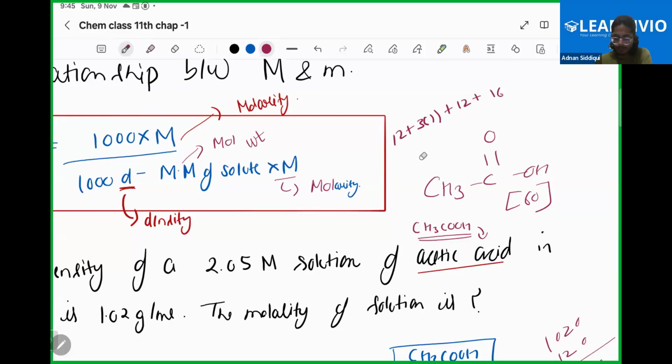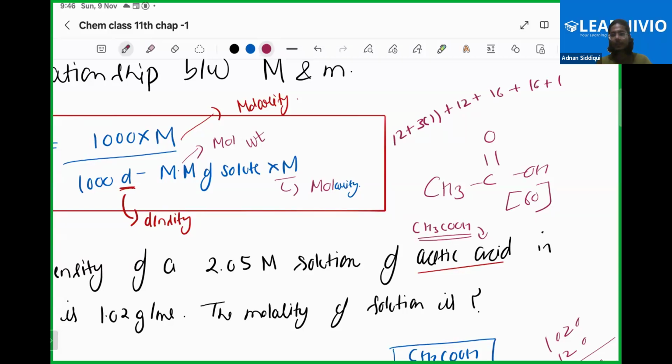We have 2 oxygens, right? Here you have a single bond oxygen, so you will simply add the atomic masses. And what about the oxygen which is up there, the double bond O? You will take it just like this. Let me do the calculation. Just give me a second. 20, 24, 40, 56, 60. Yes, 60.